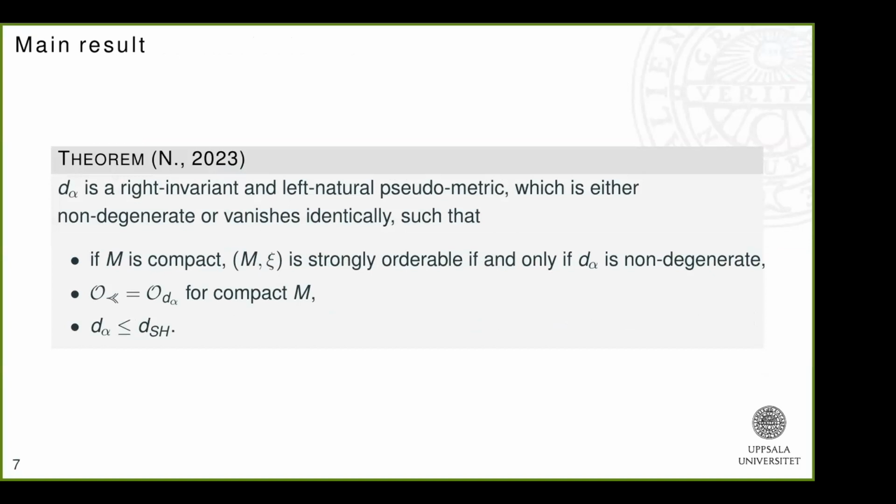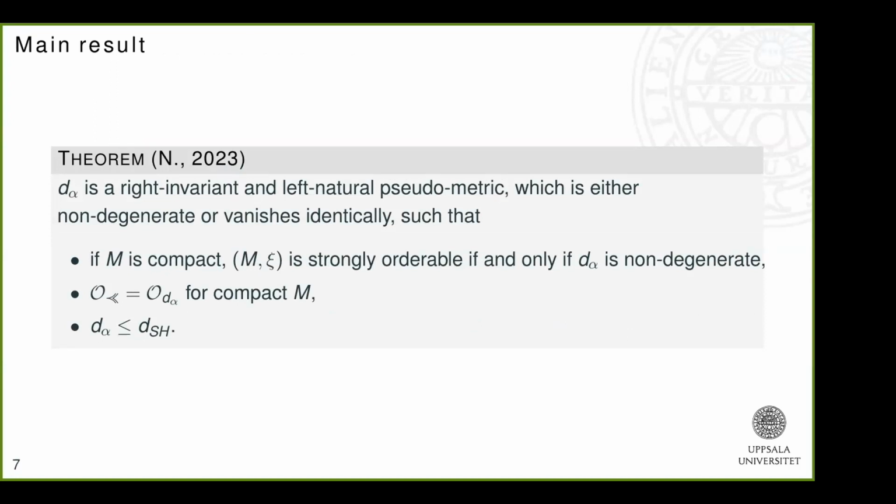Okay, so now to the main result. The alpha turns out to again be a right invariant and left natural pseudometric, but it may be degenerate. And in fact, if it is degenerate, then it vanishes identically automatically. Furthermore, if we have a compact M, then we know that it is non-degenerate precisely when M is strongly orderable, and its metric topology agrees with the interval topology.